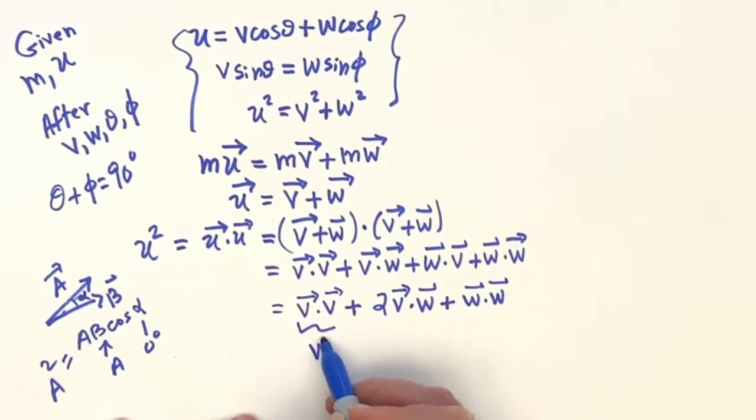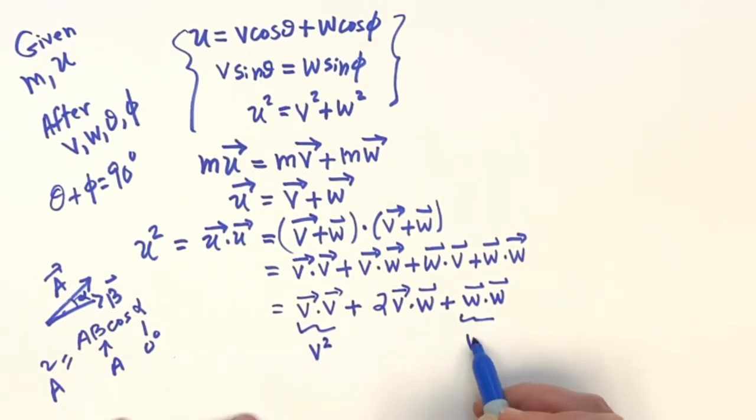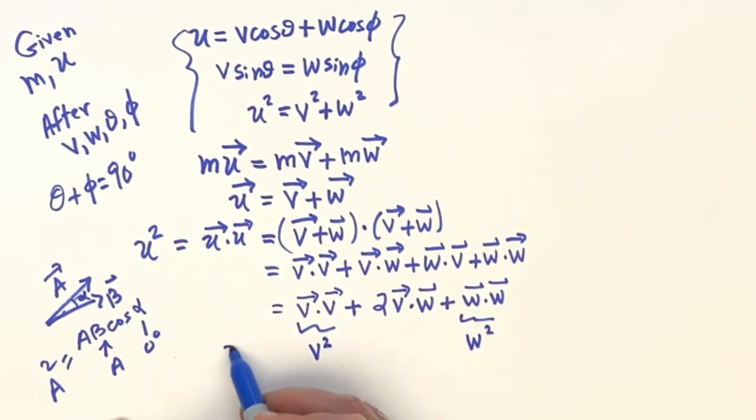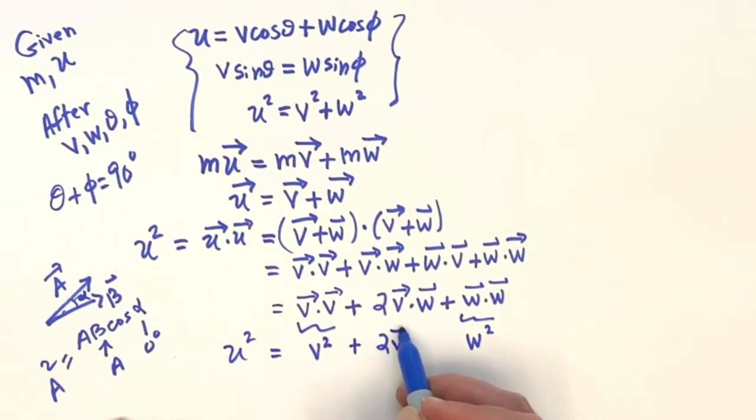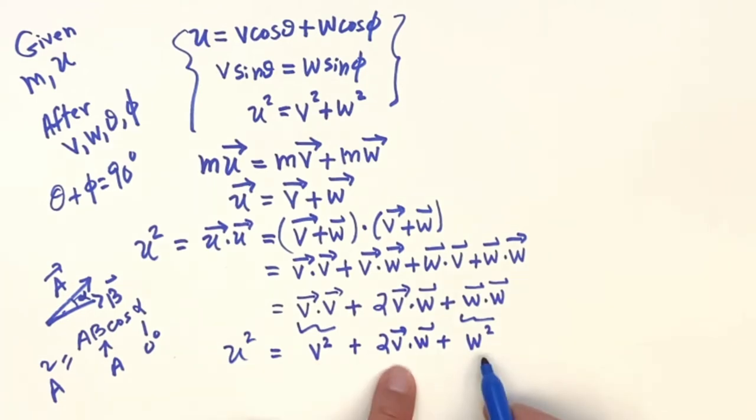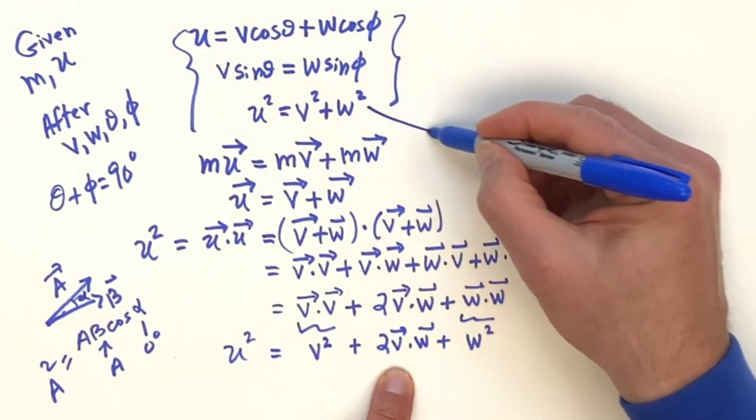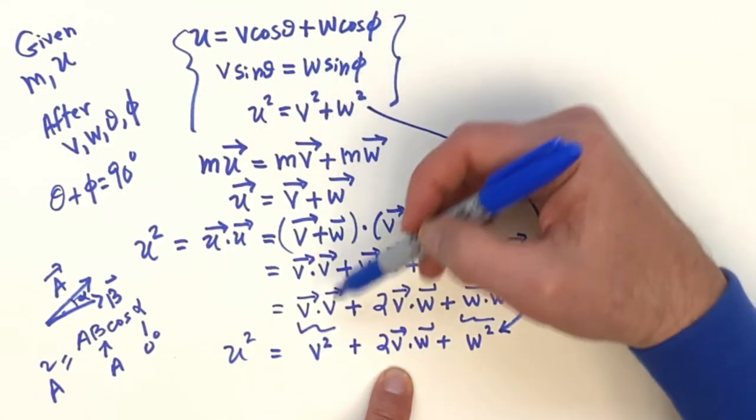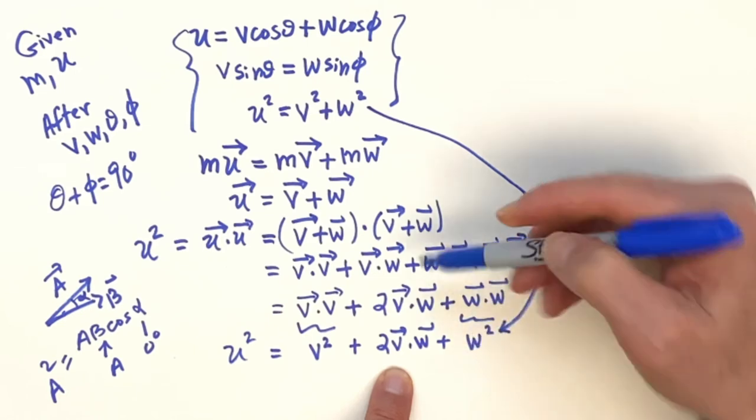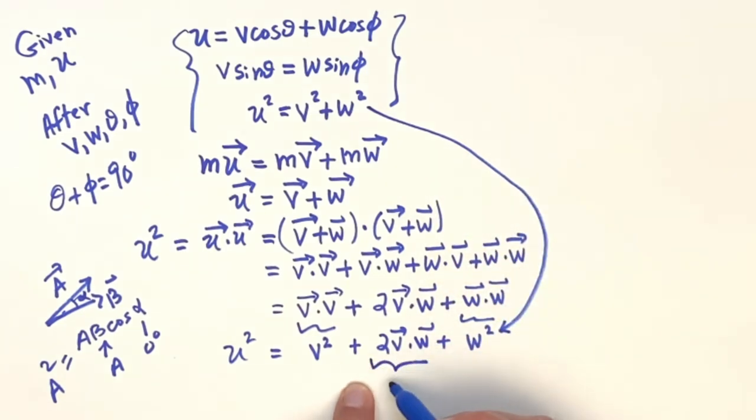This is v squared and this is w squared, and u squared is equal to these three. But I already know that u squared is equal to v squared plus w squared, which means this term is zero.